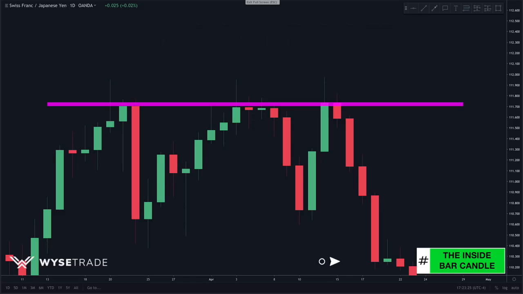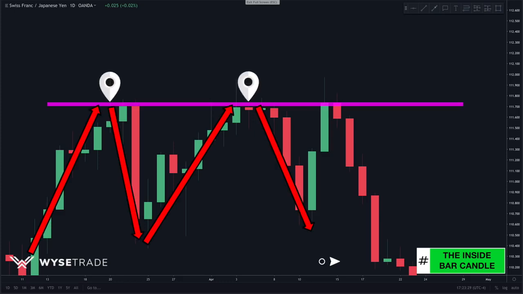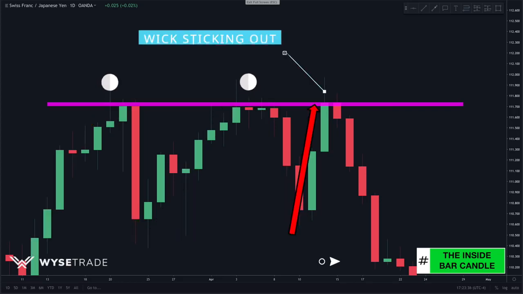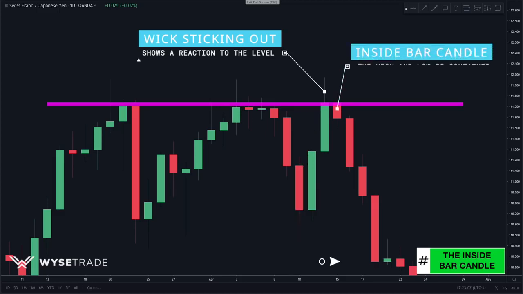Again, we look left, and on two different occasions, price came up, hit and reversed, giving us a good level of resistance. As price came back up to this level, we had a candle where the wick is sticking out, showing a reaction to the level, followed by this inside bar. Notice how this candle is smaller and is contained within the highs and the lows of the previous candle.